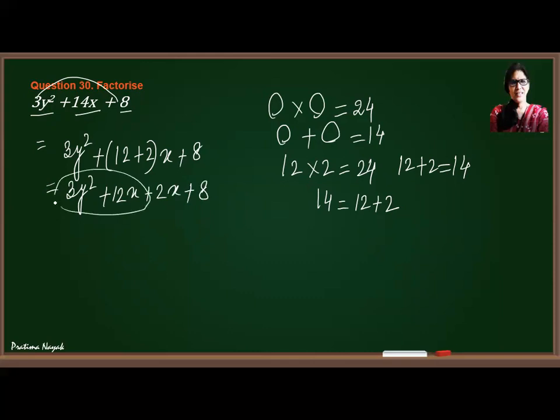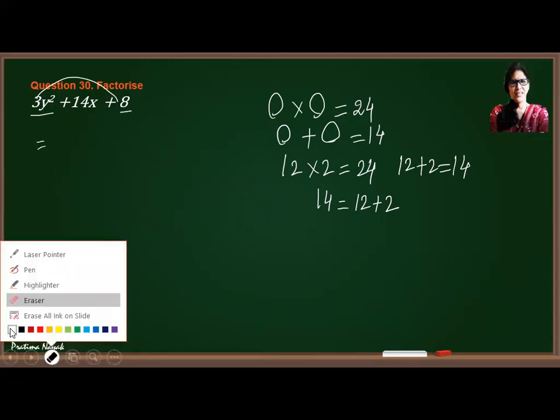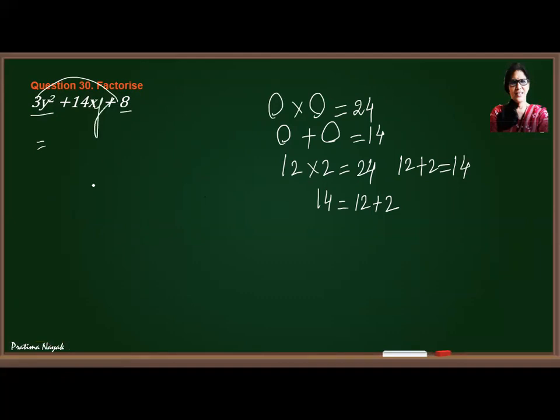Oh, sorry, this will be y square. This should be y, this should be y. I'm rubbing again. 1y and 1x cannot be written together; this should be in the same variables. So this will be 3y square, 14y. So I'll write 3y square plus 12y plus 2y plus 8.